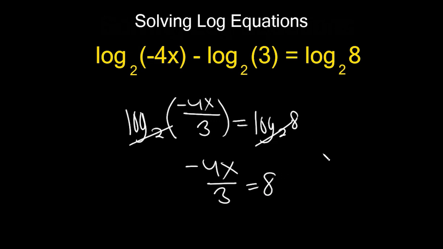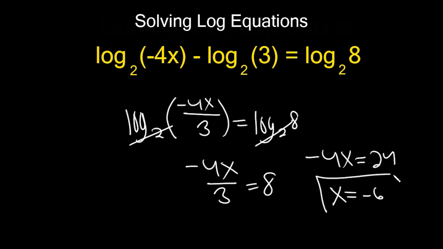And then I can go ahead and solve for x. So doing that, I'm going to have to multiply both sides by 3. That will give me negative 4x equal to 24, right? 3 times 8. And then dividing by negative 4, I get negative 6. So I get x is equal to negative 6, and I am done. Here is my final answer right here.